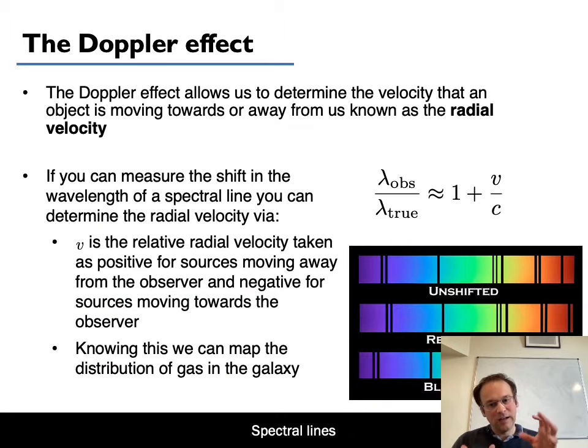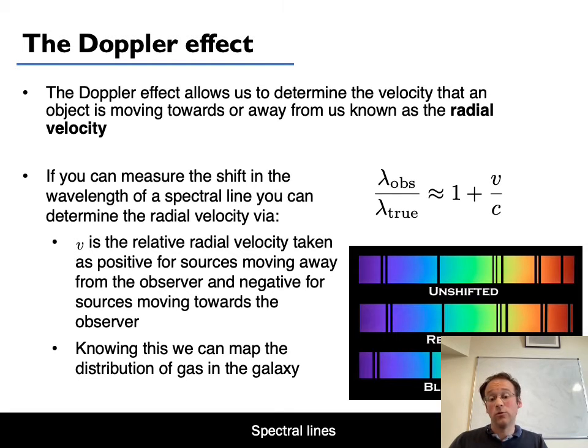Now, that's the overall picture of what's going on here. But how do you actually use that measured shift to measure the velocity? The way you do that is you know what your rest frequency or rest wavelength of your spectral line is, which is given in this equation here by lambda true. And equally, you could do this in terms of frequency, and then it would be given by frequency true.